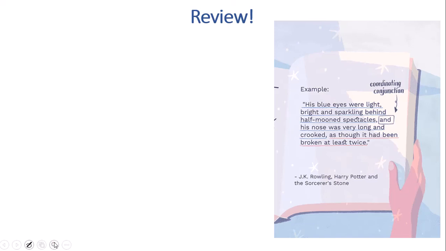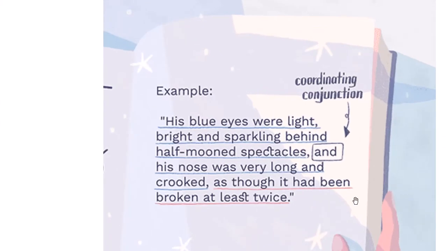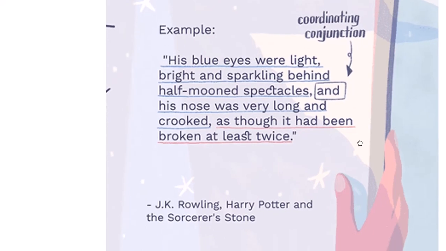This is an authentic material, and I'm going to zoom in here, that somebody has marked up for us. So this is from Harry Potter and the Sorcerer's Stone. His blue eyes were light, bright, and sparkling behind half-moon spectacles, and his nose was very long and crooked, as though it had been broken at least twice. So we have an independent clause. His blue eyes were light, bright, and sparkling behind half-moon spectacles. Then our conjunction and. Then another independent clause. His nose was very long and crooked.